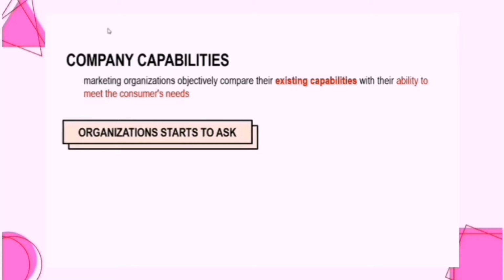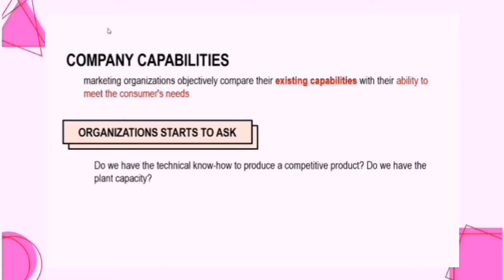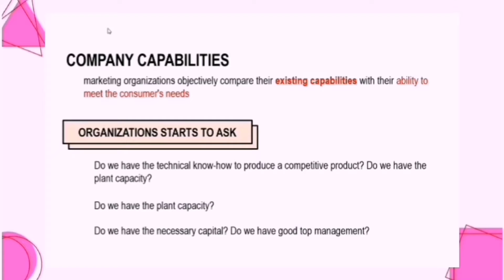Thus, the organization starts to ask: do we have the technical know-how to produce a competitive product? Do we have the plant capacity? Do we have the necessary capital? Do we have good management? Or do we have good top management?